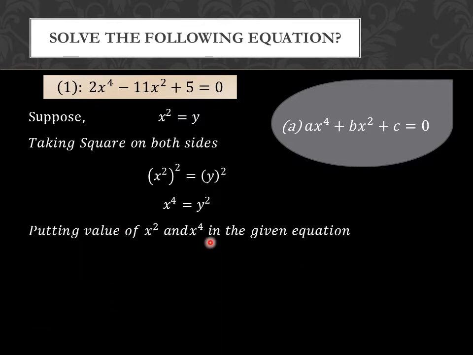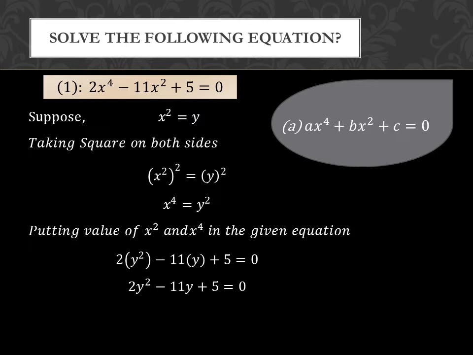Putting the values of x^2 and x^4 in the given equation, 2 will remain the same. Instead of writing x^4, I will write y^2 because x^4 is equal to y^2, and then minus 11 will remain the same, but instead of writing x^2 I will write y because I have supposed that x^2 is equal to y. Plus 5 equals 0. Opening the brackets, our equation will become 2y^2 minus 11y plus 5 equals 0.